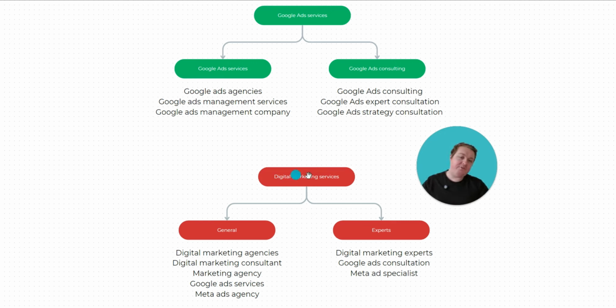So what we have here is digital marketing services as the campaign. And then we have two different ad groups. One is kind of general, right? Some people just say general and they pour a bunch of keywords into it. And then we have one specifically for experts.